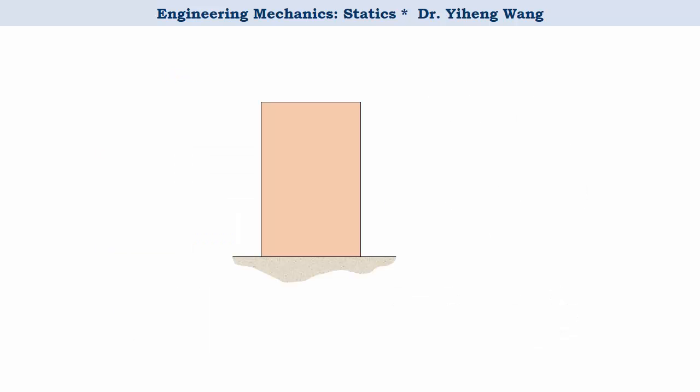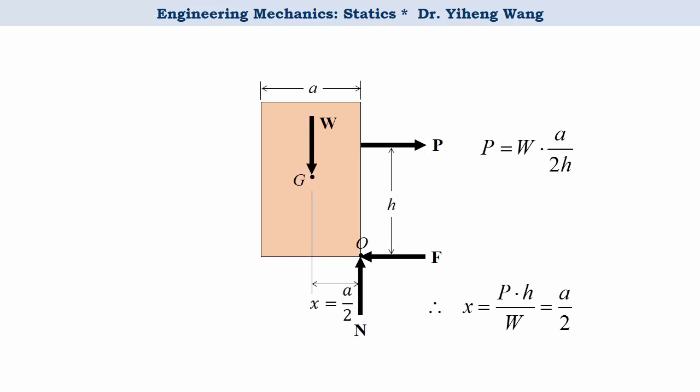Sometimes we encounter this type of situation when we want to move a relatively tall object. From experience, we know that if we place the force too high, the object will tip over. From analysis, we realize that if the calculated X equals half of A, and that places the point O at the edge of the box, then the box is about to tip over.